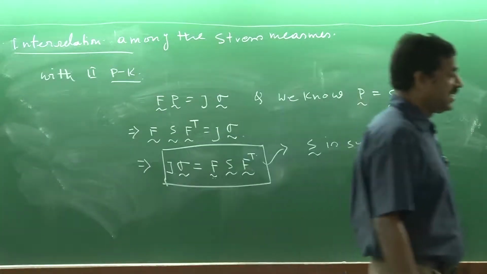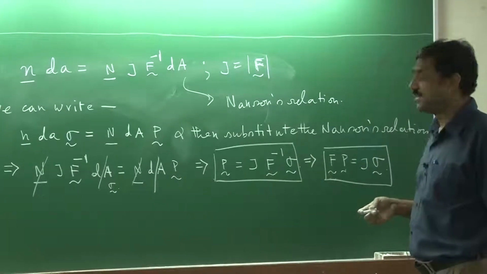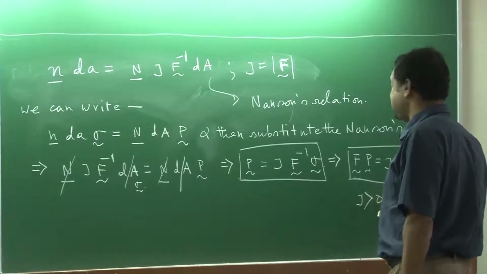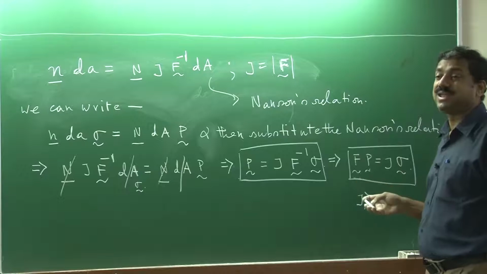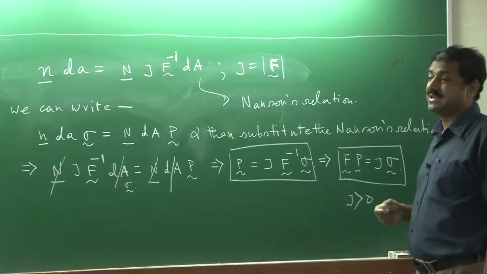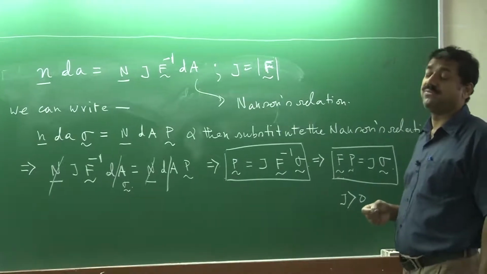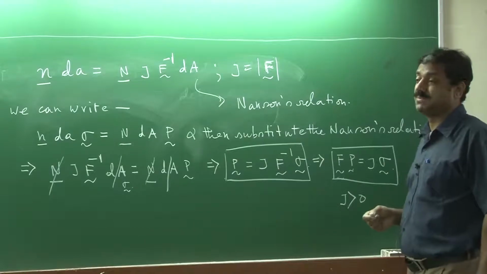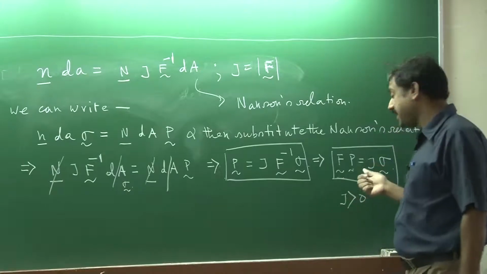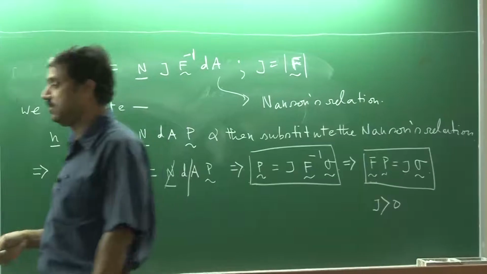Once again, you see that F P is equal to J sigma. For J, we have imposed a strict condition: J is always greater than 0. That is because of the regularity of the displacement field. The displacement field is a one-to-one mapping, a piecewise continuous displacement field, which only permits sets of measure 0. If J is negative, then this mapping becomes meaningless.